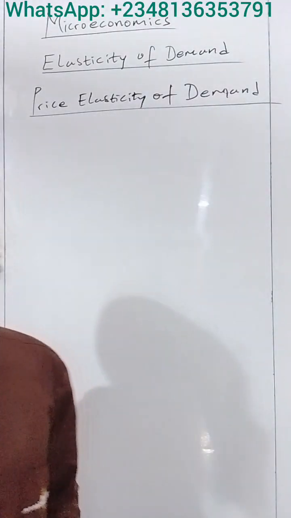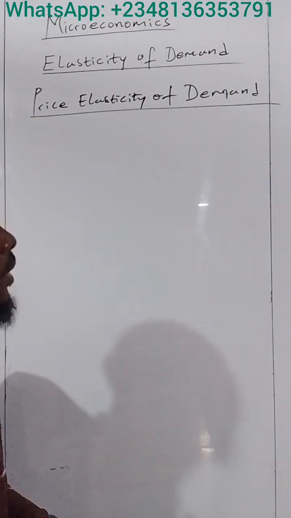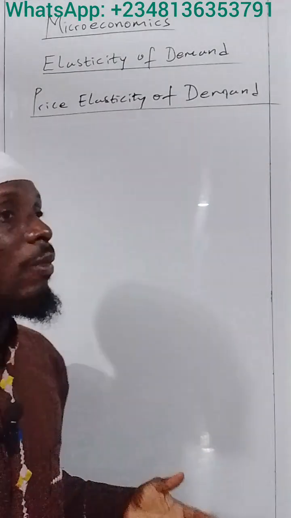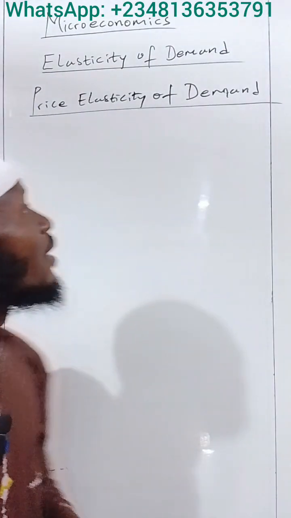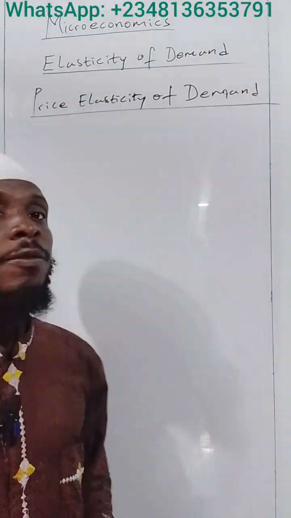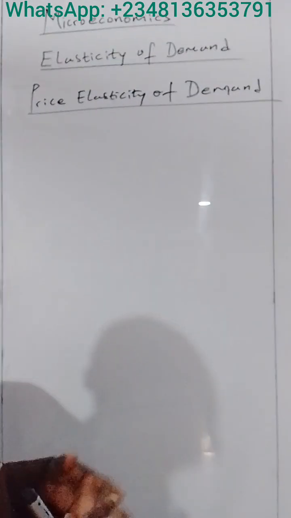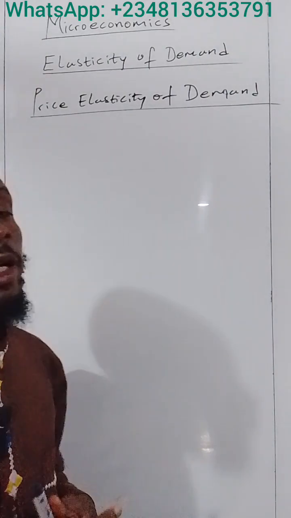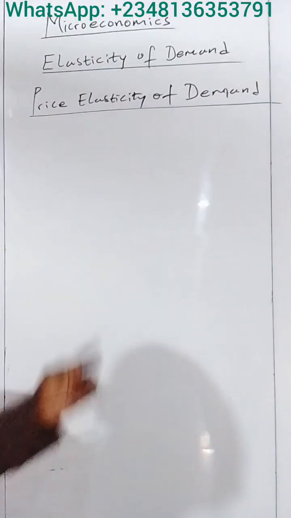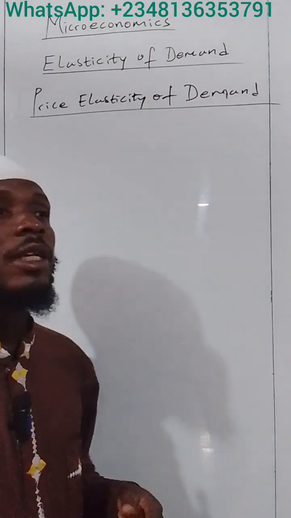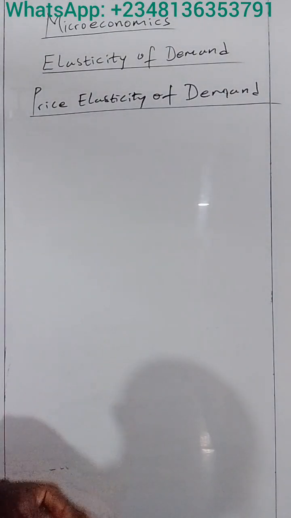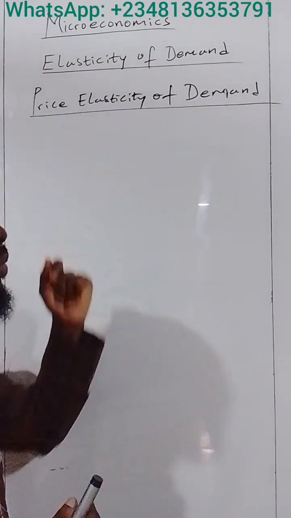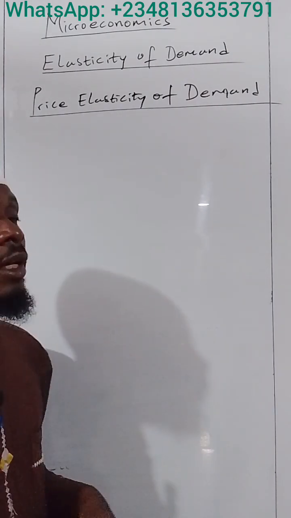name is Class. In this class, I'll be discussing price elasticity of demand. In our previous video, we discussed elasticity of demand, and I made you understand that there are three determinants of demand that are usually considered when it comes to elasticity of demand. The first is the price of the commodity, the second is the price of the related commodity, and the third is the income of the consumer. Now, in this class, we're talking about price elasticity of demand.